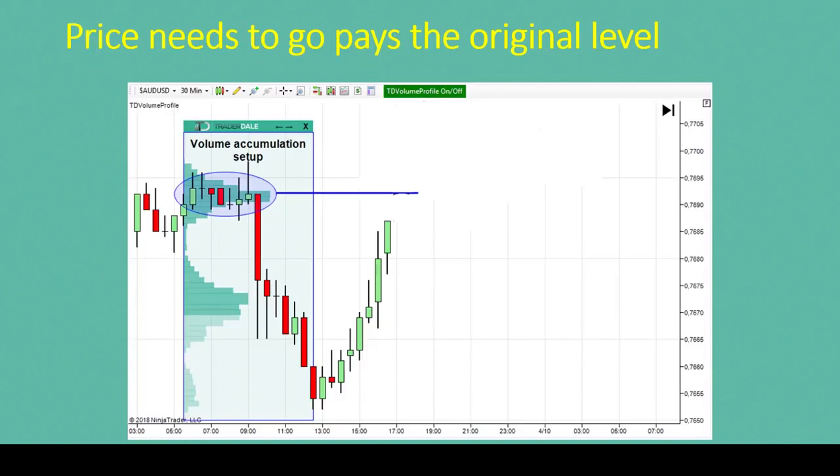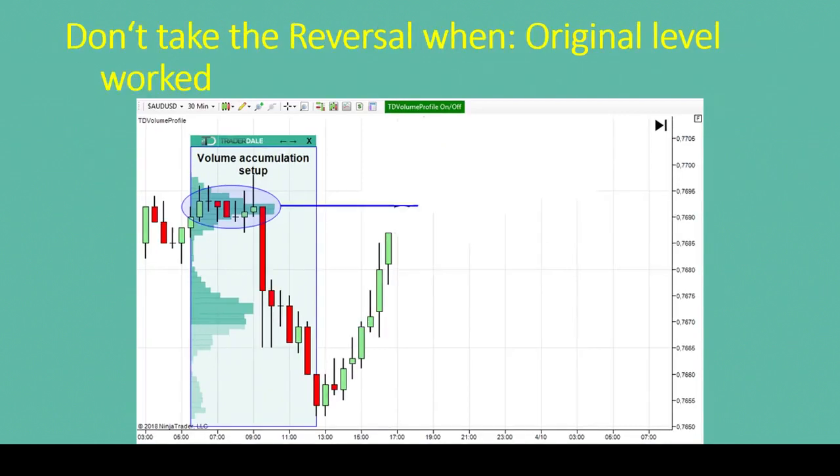Alright, so this is rule number 1. I already mentioned it, but let me repeat it so you have a complete set of rules. So this is a strong volume-based level, and this is the price action. Imagine that the price goes past the level. The price needs to go past the original level. And then it returns, and only then you can take the reversal trade. That's rule number 1.